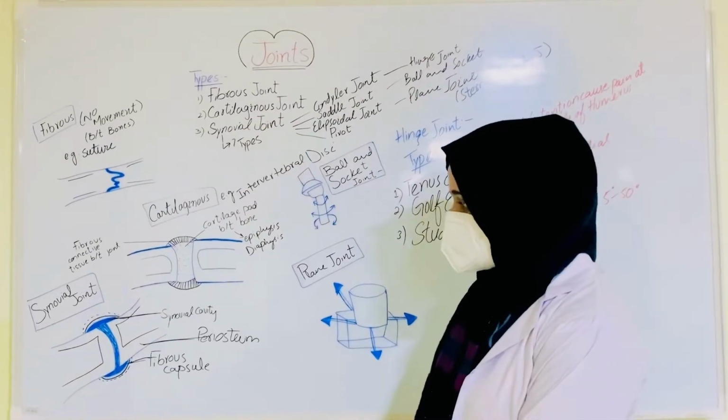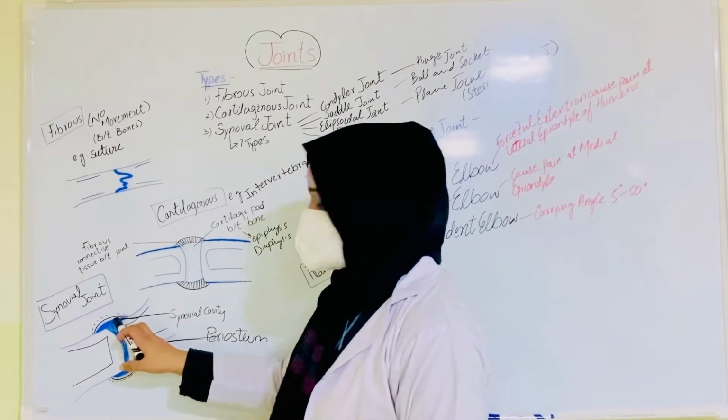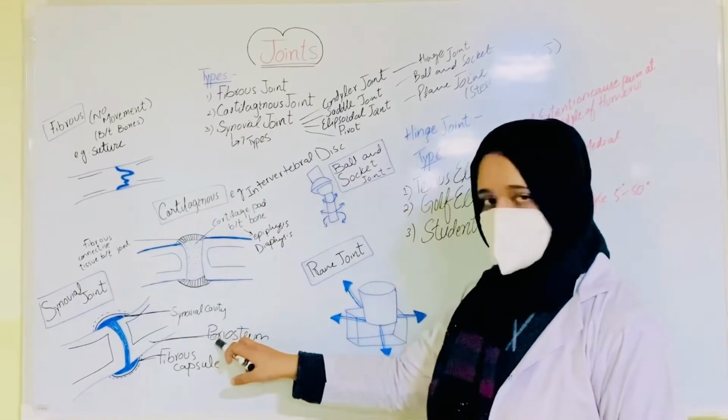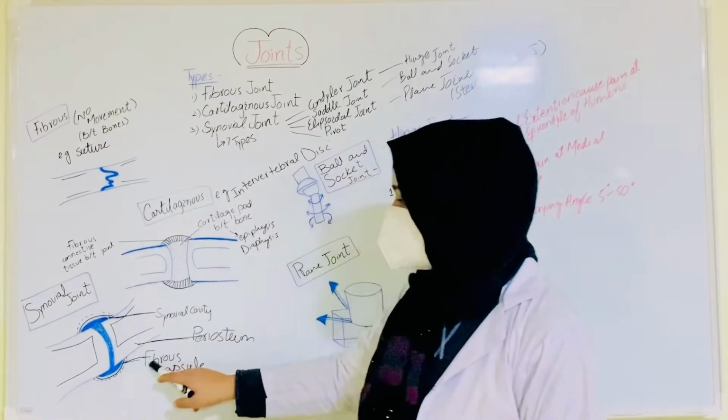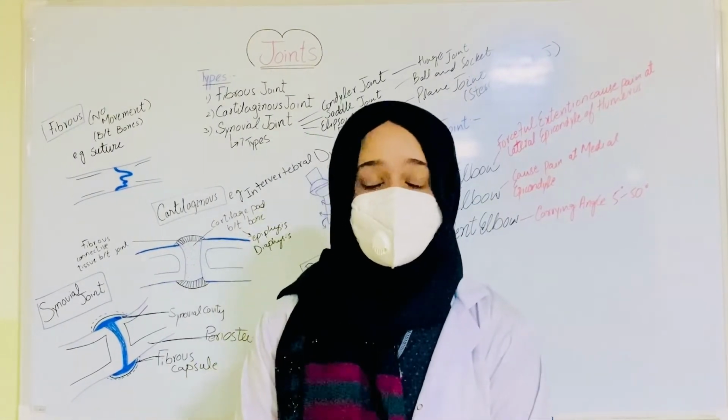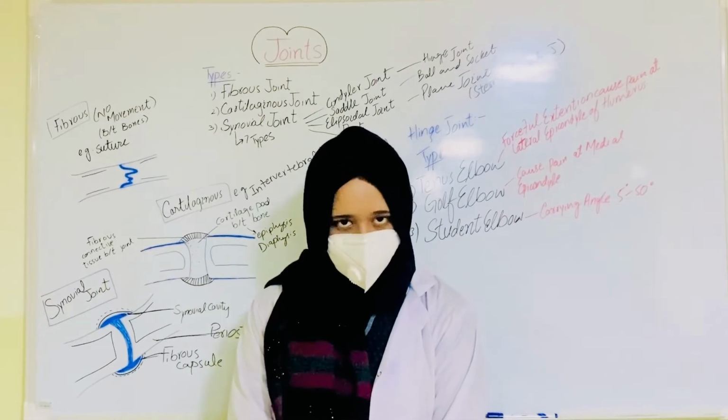Let me show you the synovial joint. This is the synovial cavity, which contains synovial fluid. The inner layer is made up of the periosteum and the outer layer is made up of the fibrous capsule. The synovial joint is also known as the freely movable joint of the body, and it is the most important joint of the body.